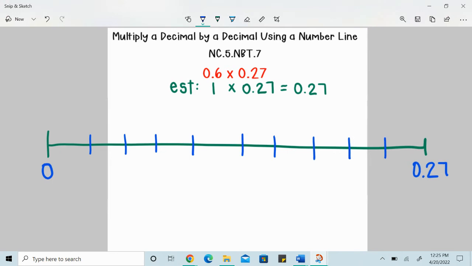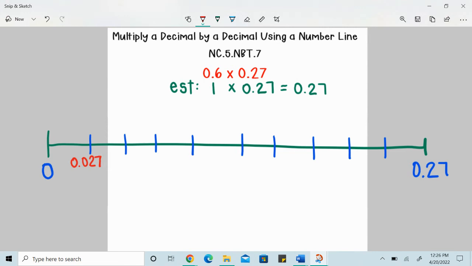Okay. Next thing I want to think about is, well, what does each segment represent? Well, I know that each segment on this number line represents a tenth of 27 hundredths. And I know that a tenth of 27 hundredths is 27 thousandths, because what a tenth of 27 hundredths means is making 27 hundredths 10 times smaller. So that would be 27 thousandths. So that means that each segment is going to represent 27 thousandths. So now I can number this number line.